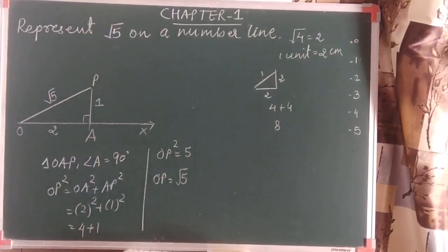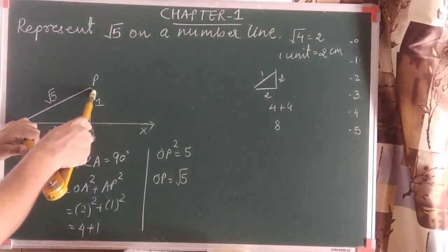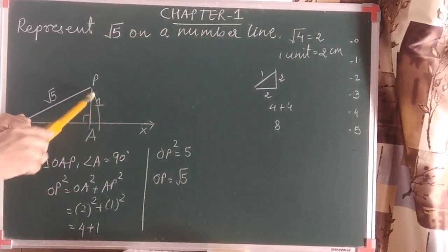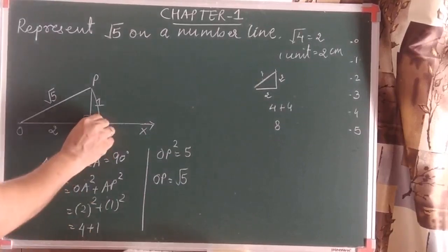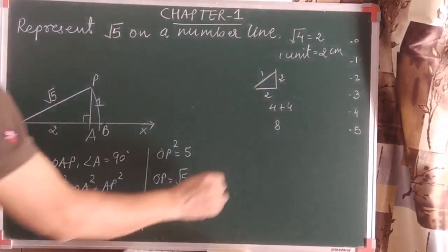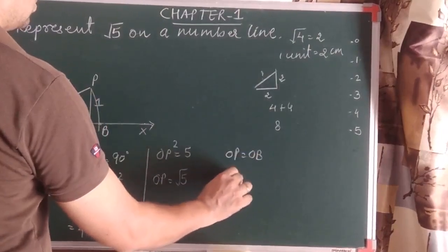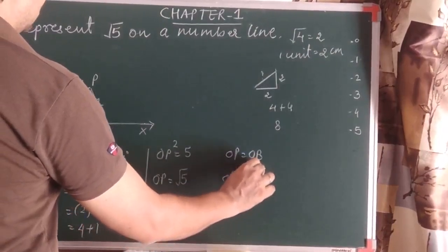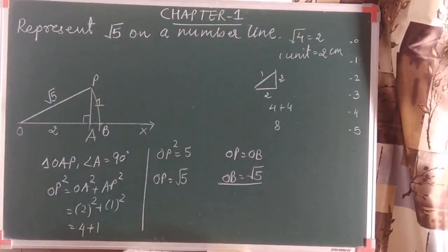Now we will draw an arc of radius OP from point O on ray OX. Again, this OP is the same as this length. Let us give that point as point B. So we can see here OP is the same as OB. So the length of OB is equal to root 5. So this is what we wanted to represent on a number line.